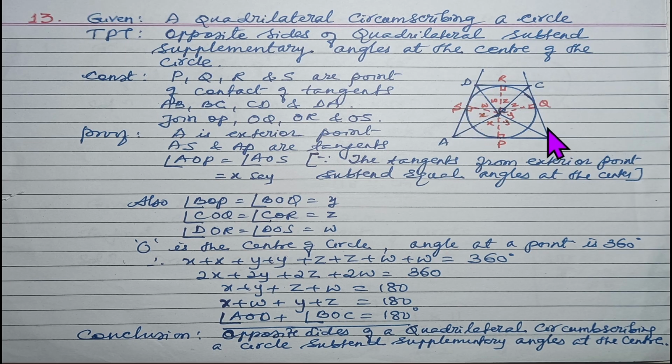Now AD and BC, if I join OD and OA and OC and OB, that means we have to prove that the angle AOD plus angle BOC is 180 degrees. So let us see how to do that.